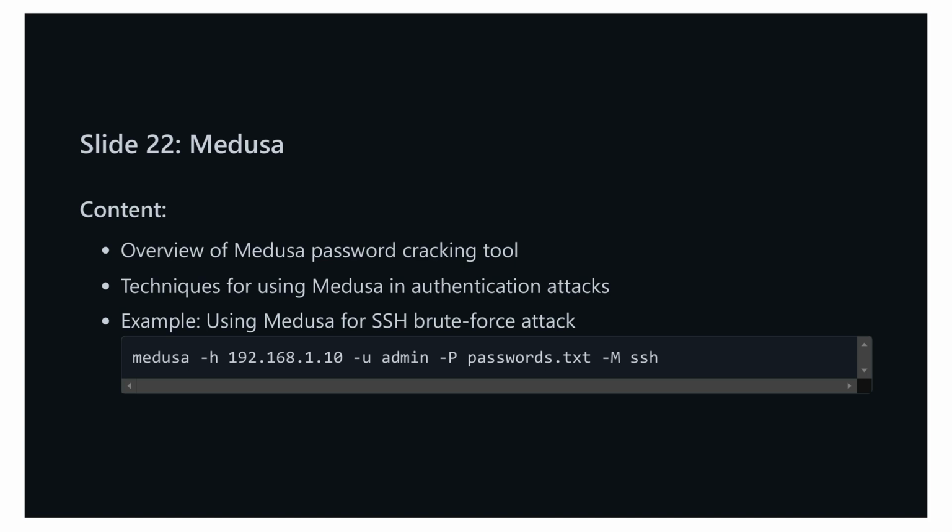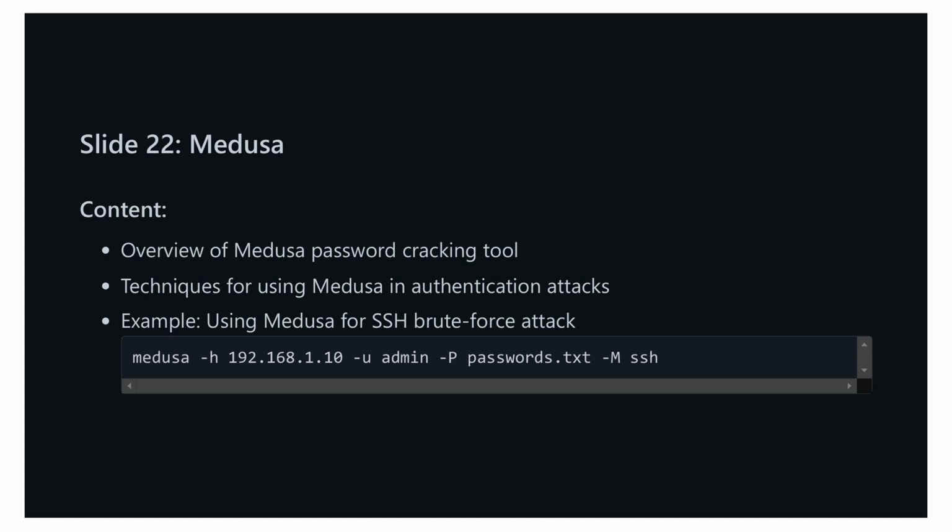To give you a practical example, let's consider a scenario where we need to perform an SSH brute force attack on a target host with the IP address 192.168.1.10. Suppose we have identified the username admin and compiled a list of potential passwords in a file named passwords.txt. You can execute Medusa with the following command: medusa -h 192.168.1.10 -u admin -p passwords.txt -M ssh.